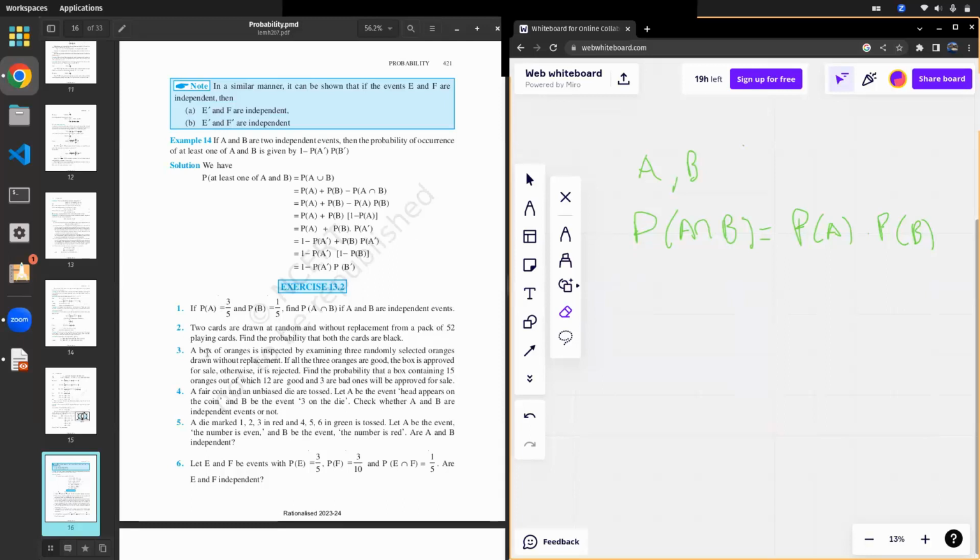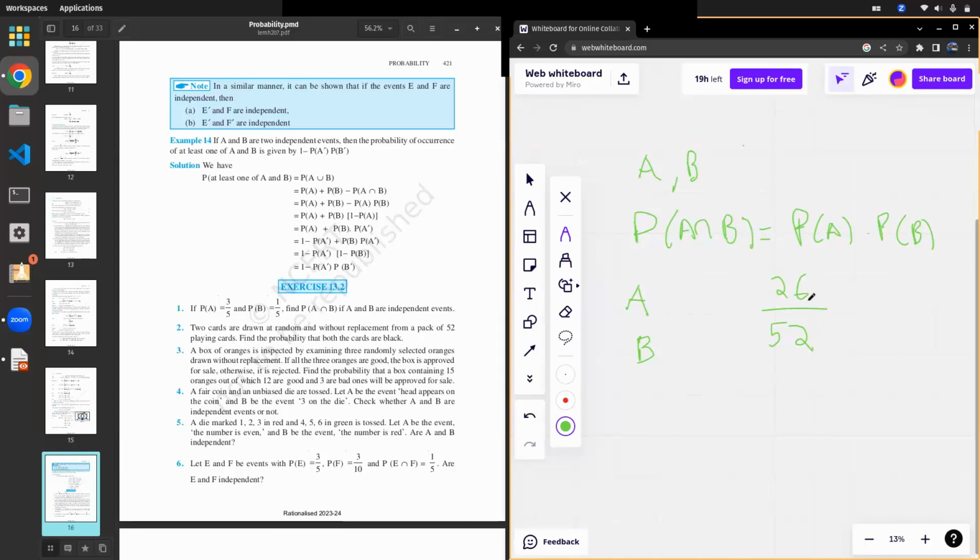In the second question, two cards are drawn at random and without replacement from a pack of 52 playing cards. Find the probability that both are black. So we have drawn two cards without replacement, so we are not replacing the card we have drawn. Let A be the outcome of the first card and B be the outcome of the second card. The probability of A, that the first card is black, is, since in a deck there are 52 cards and half of them are black, 26 by 52.